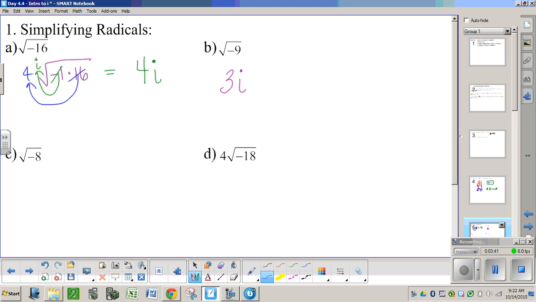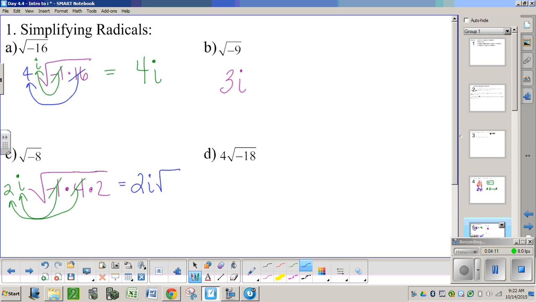All right, those were both perfect squares. C is not a perfect square, so let's break it down into all the factors. So we have negative 1 times 4 times 2. So there's all your factors of negative 8. Now we're going to break down all of the perfect squares. So this is now an i. The square root of 4 is 2. 2 is not a perfect square, so that stays inside the radical. So this simplifies down into 2i times the square root of 2.